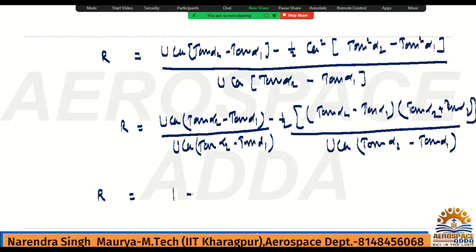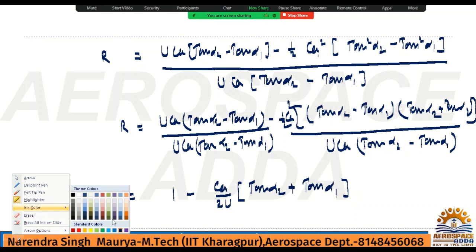It is 1 minus, here we have CA square. I forgot to write CA square. So the CA will cancel out. So you will have CA by 2U in bracket, alpha 2 minus alpha 1 will cancel out. So you will have tan alpha 2 plus tan alpha 1. This is a very powerful formula. Very powerful formula. Okay.